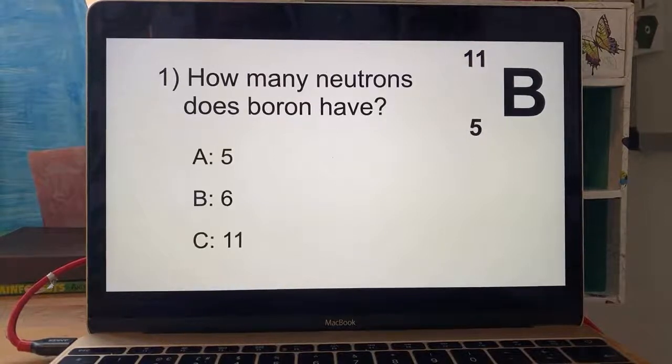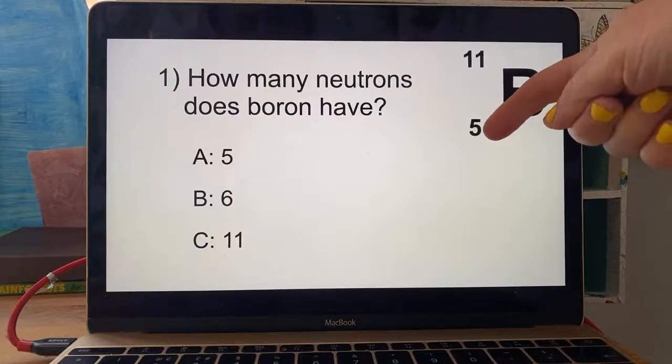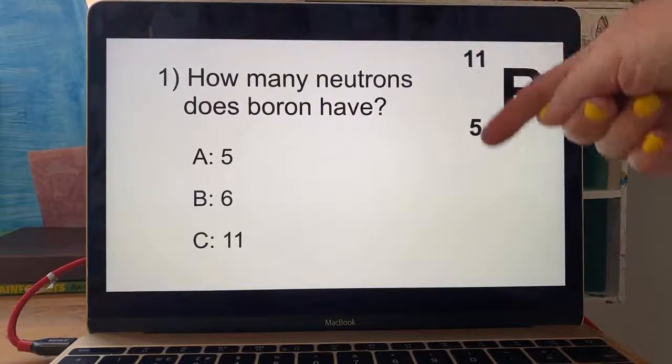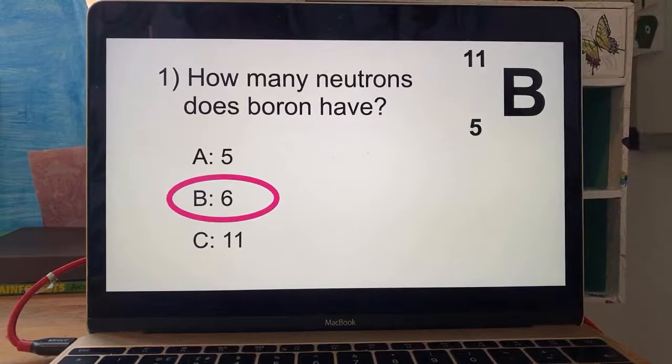Hopefully you've got it already, but if you haven't, here's some multiple choice. Has boron got A, 5 neutrons, B, 6 neutrons, or C, 11 neutrons? The answer is, well, it's got 5 protons, and it's got 11 protons and neutrons mixed together. So if you do 11 take away 5, you're left with 6 neutrons. So the answer was 6. Next question.